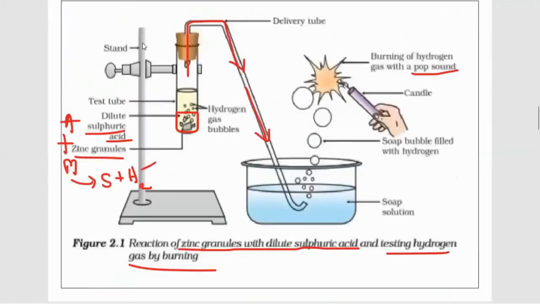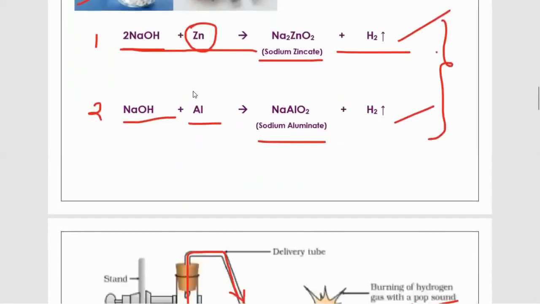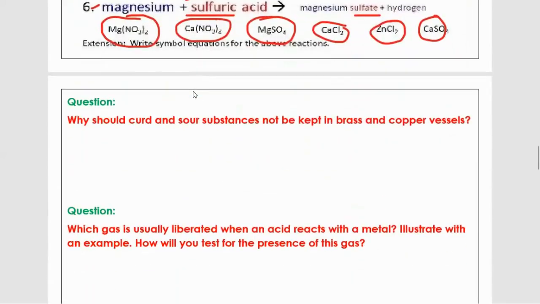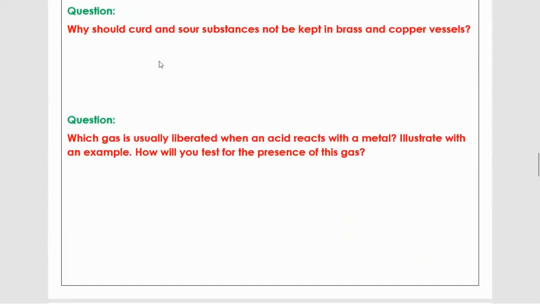While coming to bases, I told you there are only two equations: sodium hydroxide reacting with zinc and aluminium. Both look similar, isn't it? Both are metals, shiny, silvery metals, zinc and aluminium. Then, moving to the next concept, there are two questions you see.